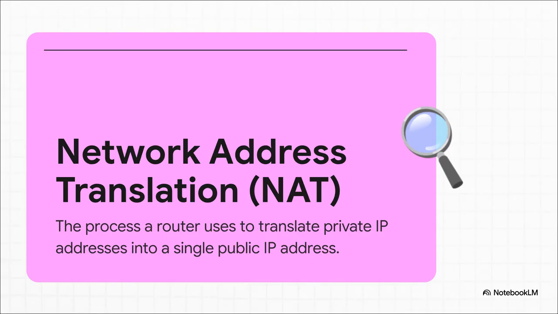So how does this all work? It's managed by a process called Network Address Translation, or NAT. Your router basically acts like a brilliant receptionist. It takes all the outgoing mail from every apartment, every device with its private IP, stamps it with the building's main address, and sends it out. And when mail comes back, it knows exactly which apartment to deliver it to.